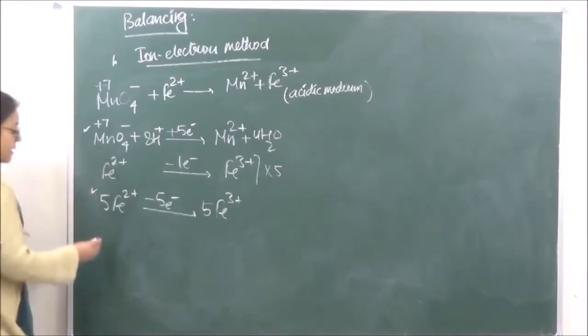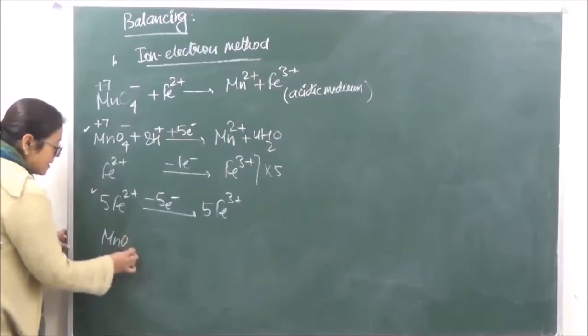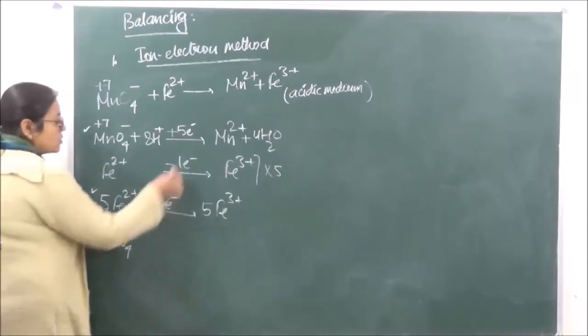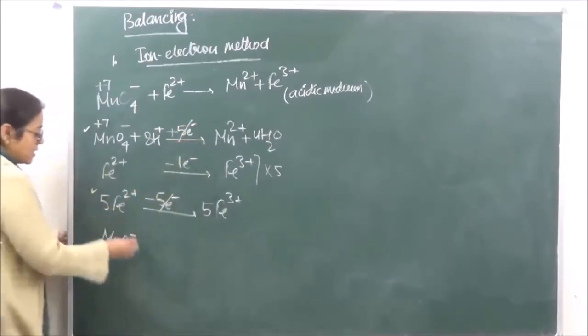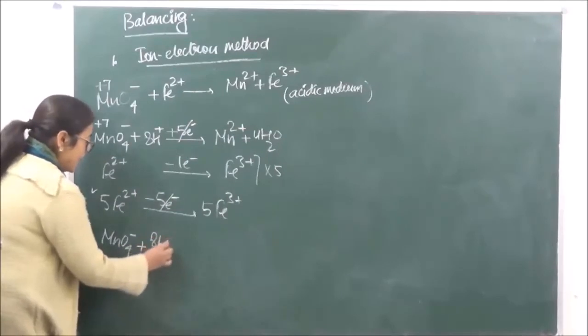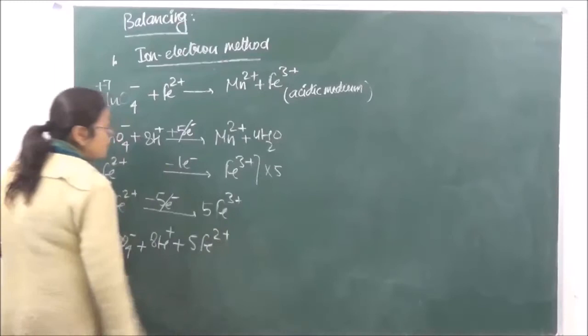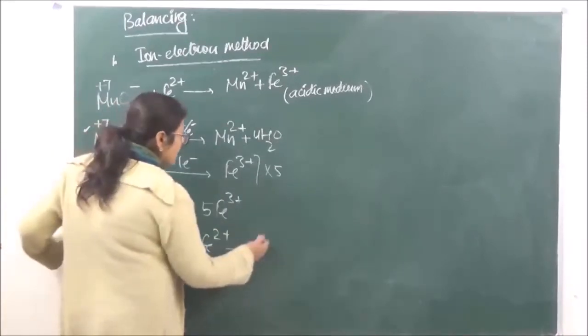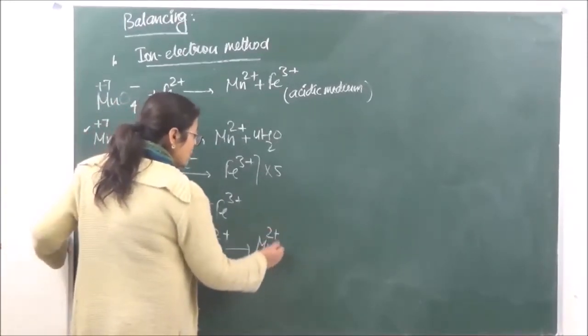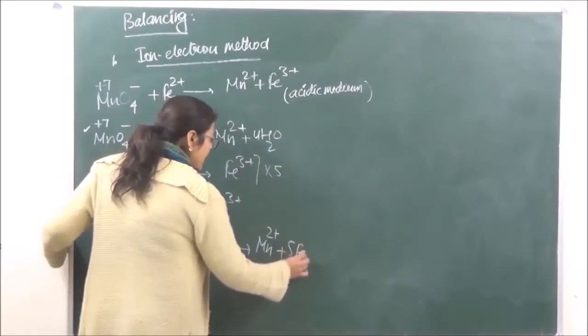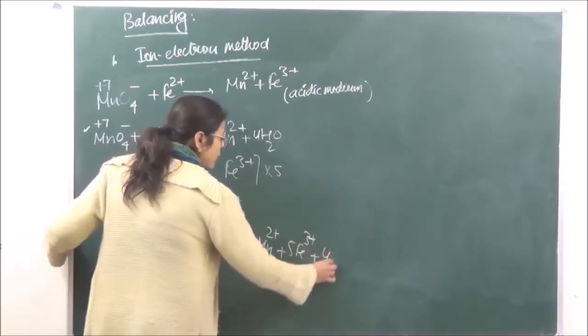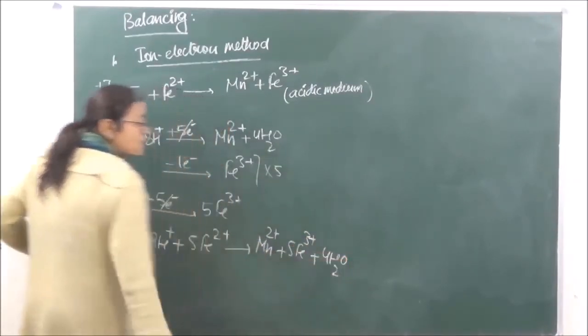So we will have MnO4 negative, the electrons on both sides get cancelled, plus 8H positive plus 5 Fe2 positive to give us Mn2 positive plus 5 Fe3 positive plus 4H2O. So this is our balanced equation.